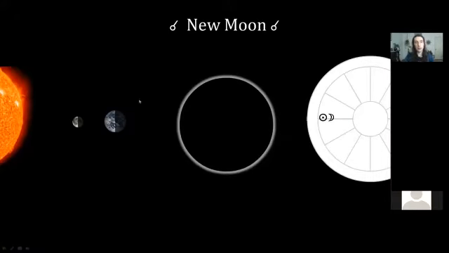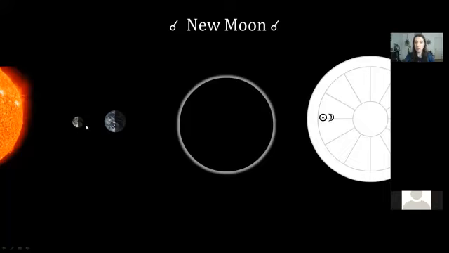So here's a new moon. On this picture, we're going to look at the earth in its relationship to the moon and the sun. So when the moon is in between the sun and the earth, we have a new moon. Why? Because we can't see it. There's no light illuminating the moon that we can see.